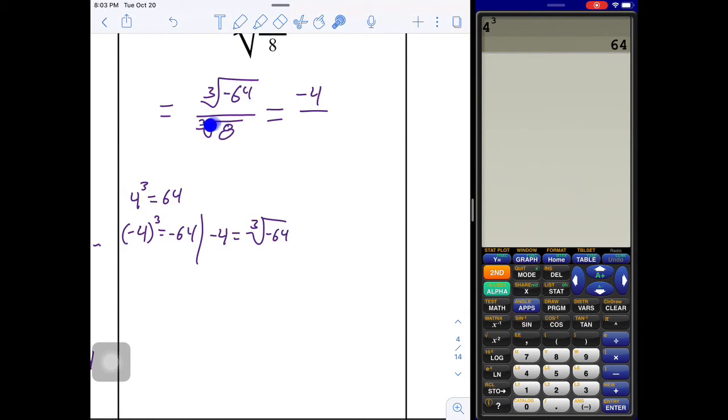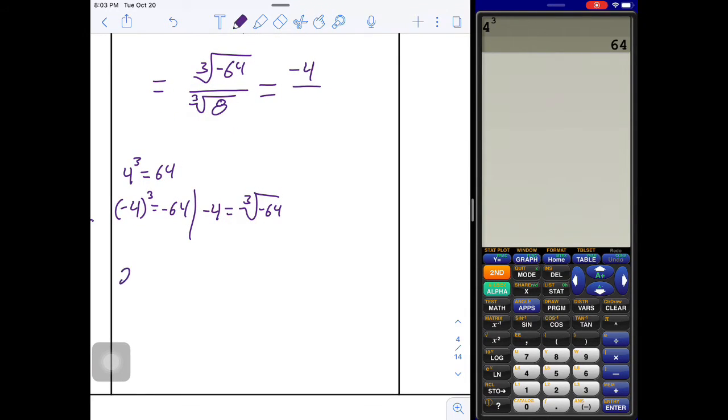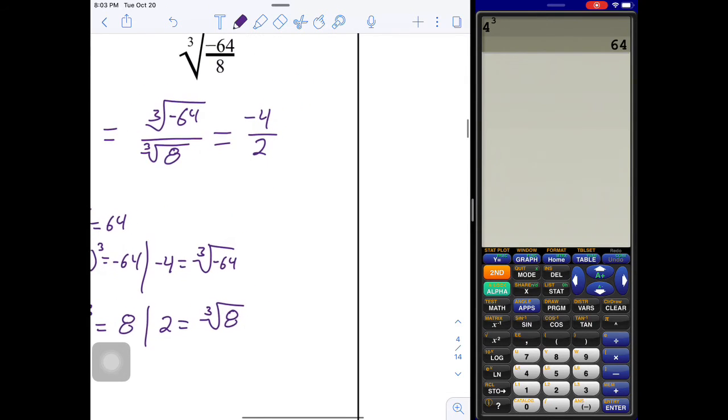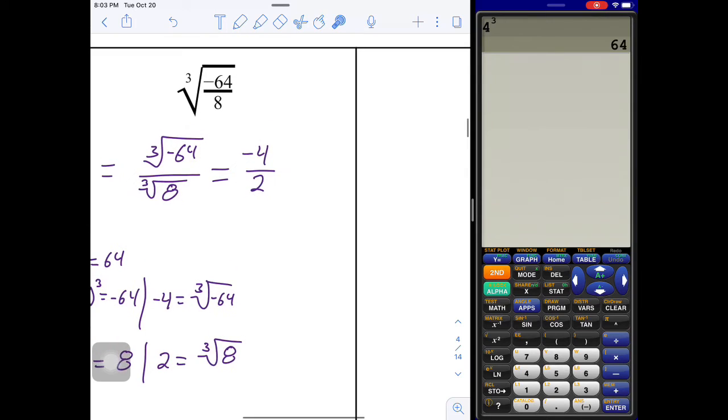And what would be the cube root of 8? Well, I know that 2 cubed equals 8. So that makes 2 equal the cube root of 8. So here, the cube root of 8 equals 2. And if you check this out, negative 4 is an integer, and 2 is an integer. So you have two integers dividing each other, making this thing rational. Okay, so this is a rational number.